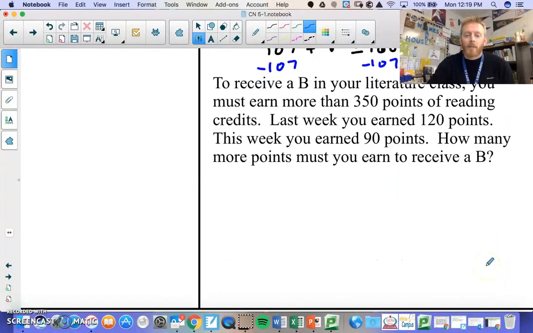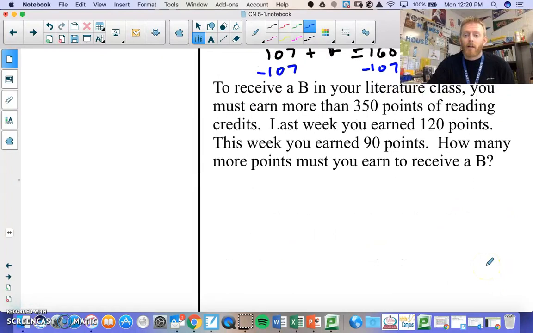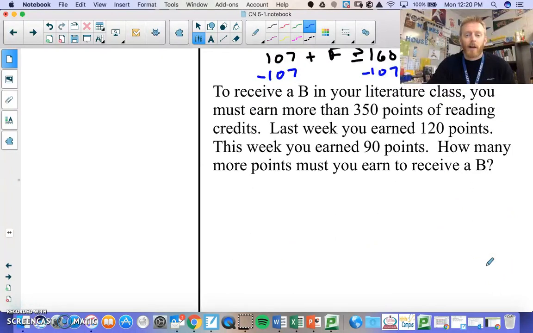All right, so same type of idea for the last one here, and then it's all said and done for lesson 5.1. To receive a B in your literature class, you must earn more than 350 points of reading credits. Last week you earned 120. This week you earned 90. How many points must you earn to receive a B?